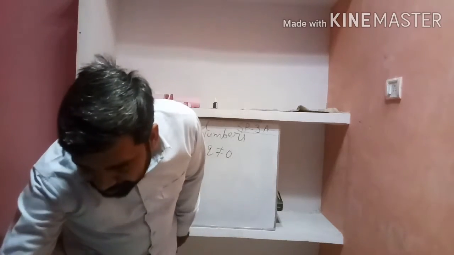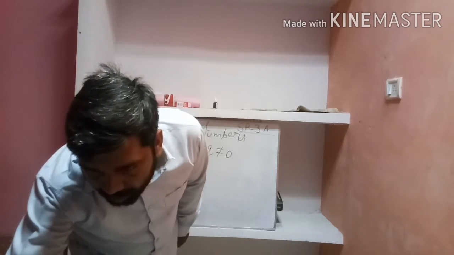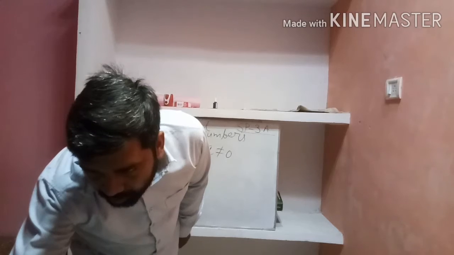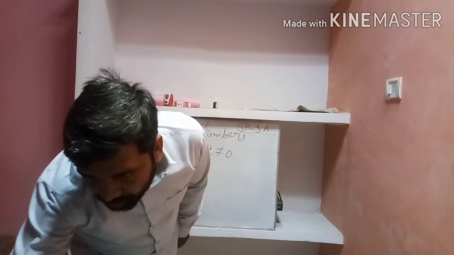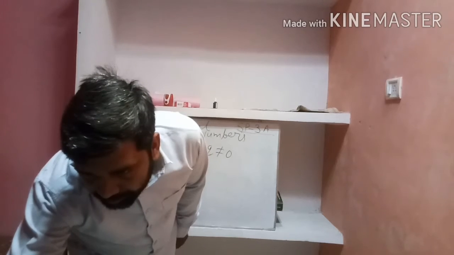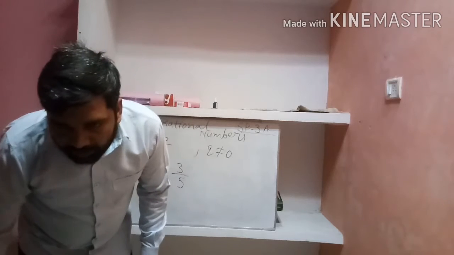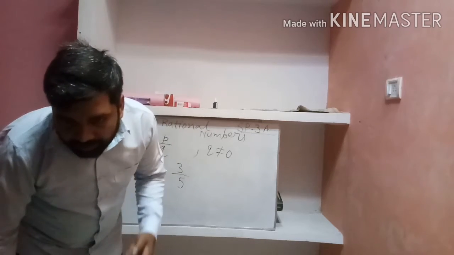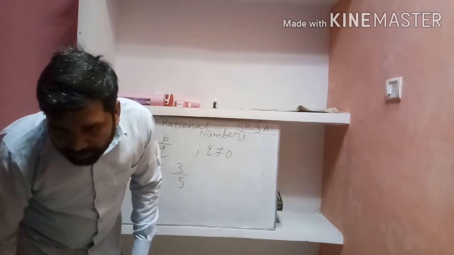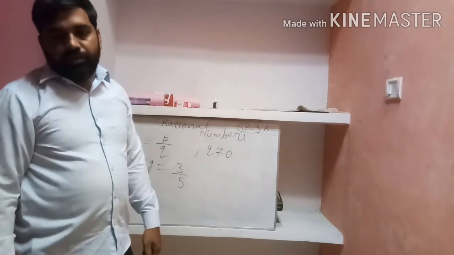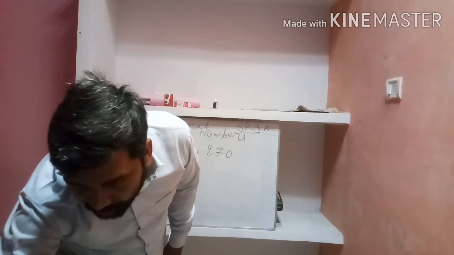Now we move to the exercise. Self practice 3a. First question: which of the following are not rational numbers? a equals 2 upon minus 3, b equals 7 by 8, c equals minus 8 by 15, d equals 0. Questions like these are asking which are not rational numbers.